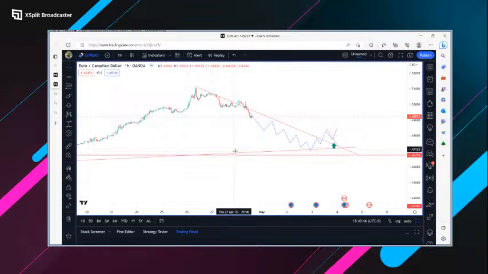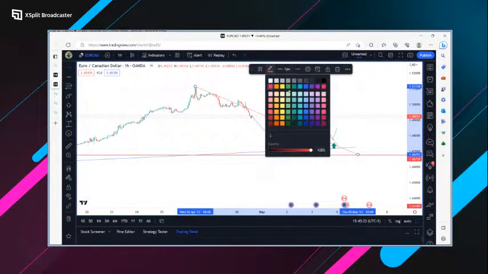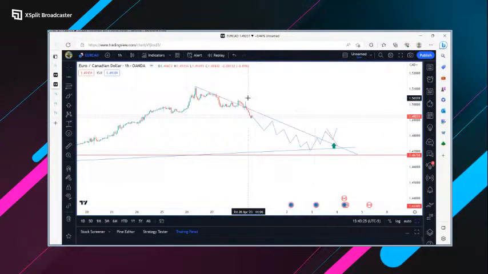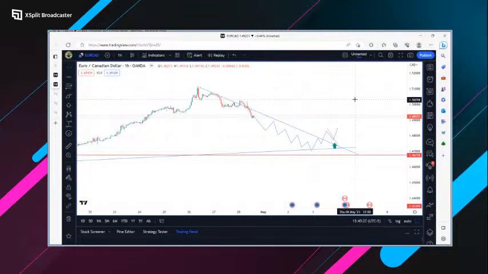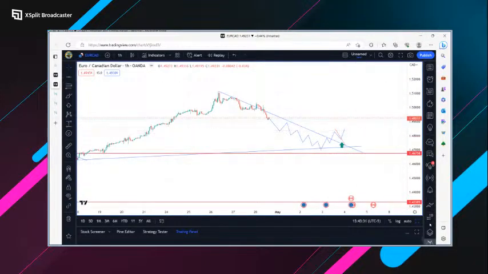Hold on, wait. That gets confusing because everything's the same color. So yeah, that's basically what we will be looking for once the daily time frame goes down to a low price.